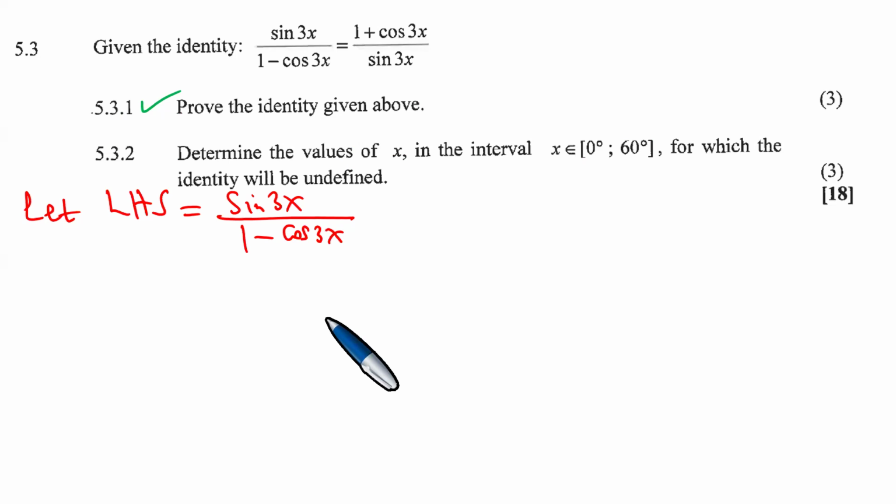5.3.1. We need to prove this identity. We're going to do it together. What can you throw in as an idea on what you think the best way to tackle this is? There are many ways to do it, but any suggestion, any idea?